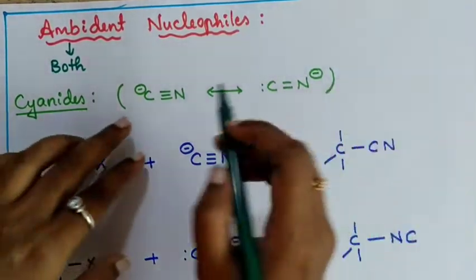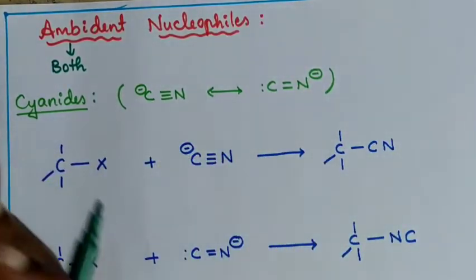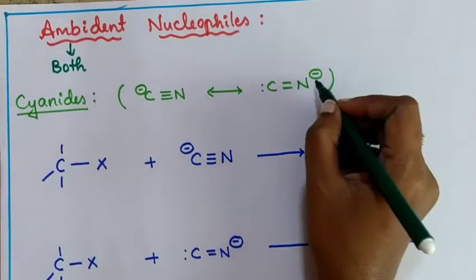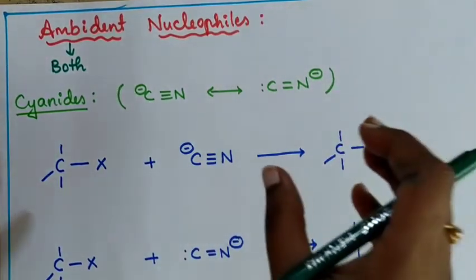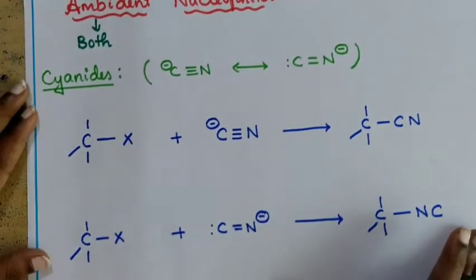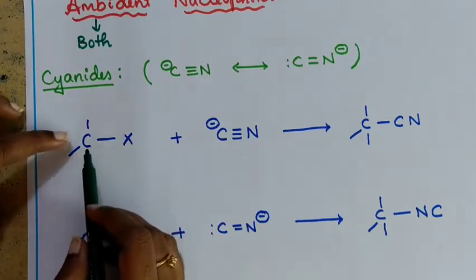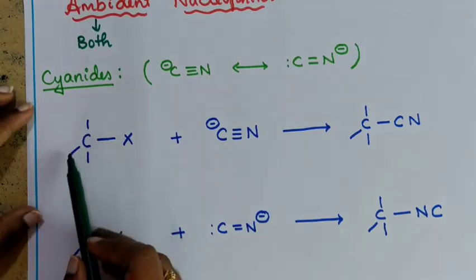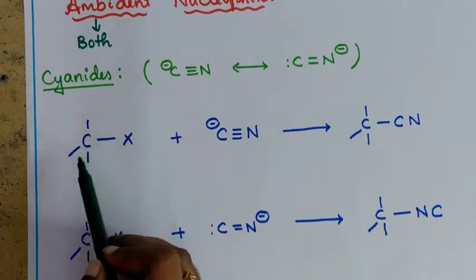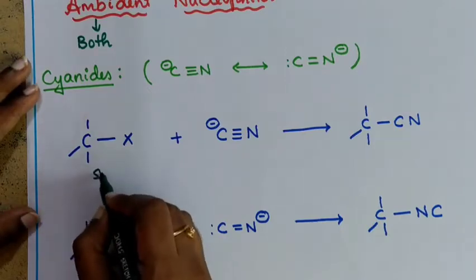So there is a chance in cyanide where either carbon may get the negative charge or nitrogen may get the negative charge. If carbon is having the negative charge, then carbon is going to make a bond with the carbon of the alkyl halide. If nitrogen has the negative charge, then nitrogen is going to make a bond with the carbon of the alkyl halide. For example, see here we have one alkyl halide. In an alkyl halide, carbon valence is 4. So carbon has 4 bonds, in which 1 bond is with the halogen and the remaining 3 bonds may be hydrogen or some other alkyl group also. So it is the substrate.